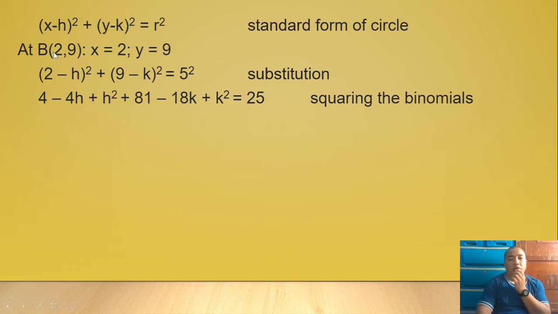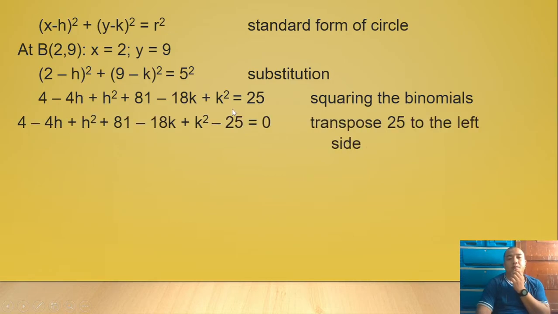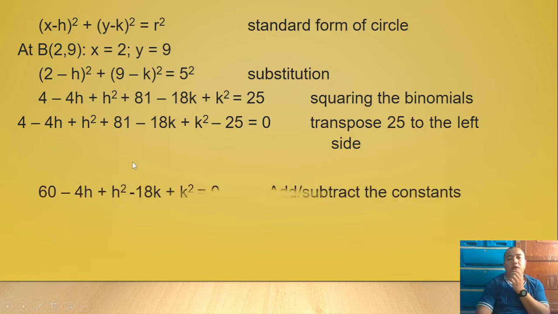(2 minus h) squared is 4 minus 4h plus h squared. (9 minus k) squared is 81 minus 18k plus k squared. 5 squared is 25. Then transpose 25 to the left side, it becomes minus 25. Then add or subtract the constants. 4 plus 81, 85 minus 25 is 60. Minus 4h plus h squared minus 18k plus k squared equals 0.